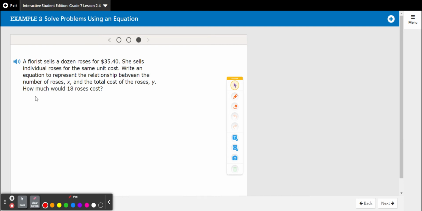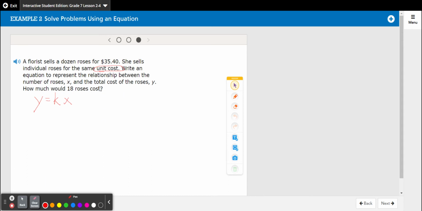Let's keep in mind a couple of things. First of all, when we talk about writing an equation, we're looking at the format of y equals k, which is the constant of proportionality, times x. So this constant of proportionality is also going to be the unit cost. So what we want to look at here is, what do we know to find the unit cost?